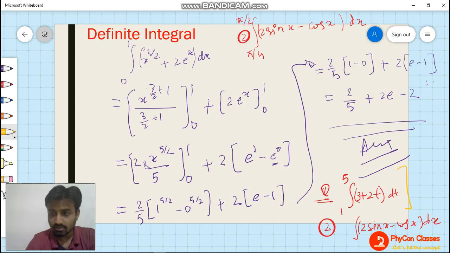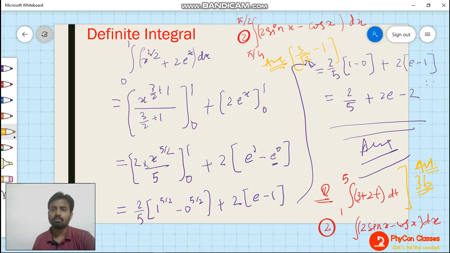Okay. So here the answer is 36. This is the answer. And here the answer is 3 divided by root 2 minus 1. So you can solve at home and you can check your answers.